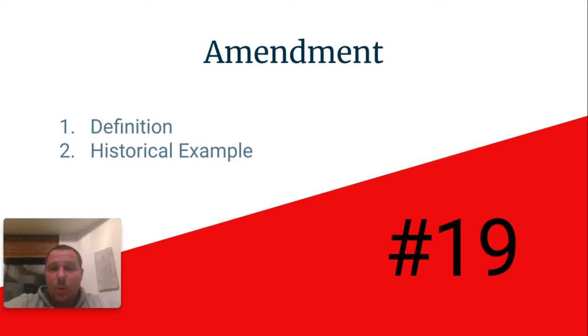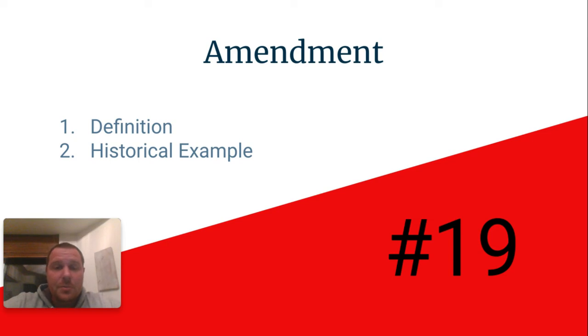In order to formally amend the Constitution, 2/3 of Congress has to propose a new amendment, and 3/4 of the states have to ratify that new amendment. So that's why it's so rare. Some examples of formal amendments would be like the 19th Amendment, which allowed women to have the right to vote, which was not originally in the Constitution.